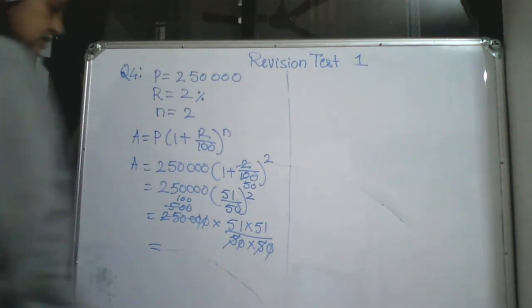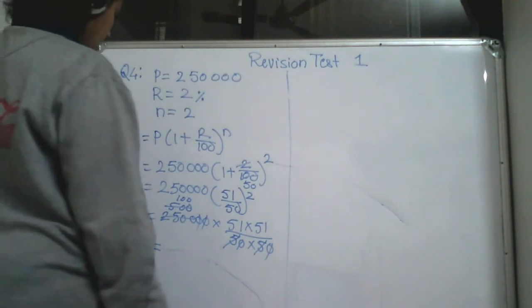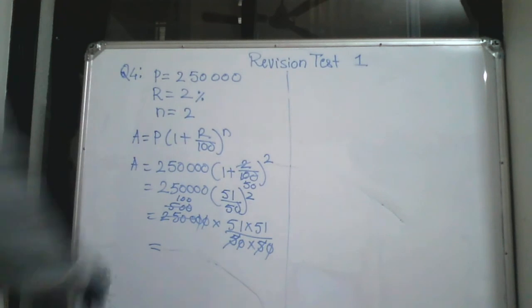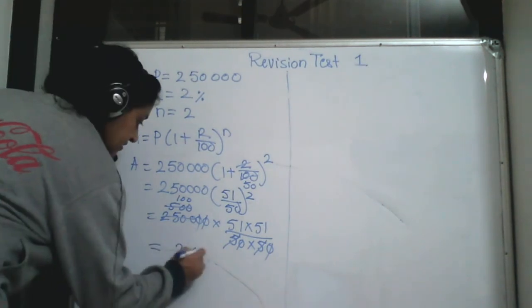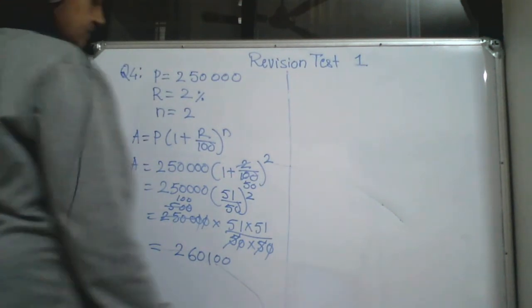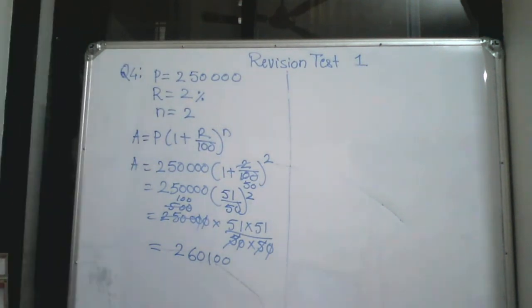It will come as around 2,60,000 around. Okay, so let's see, by multiplying 51 into 51 into 100 is equal to 2,60,100. It will be 2,60,100. So this will be the answer for question number 4. So how many bacteria will there be at the end of 2 hours? At the end of 2 hours it will be 2,60,100.